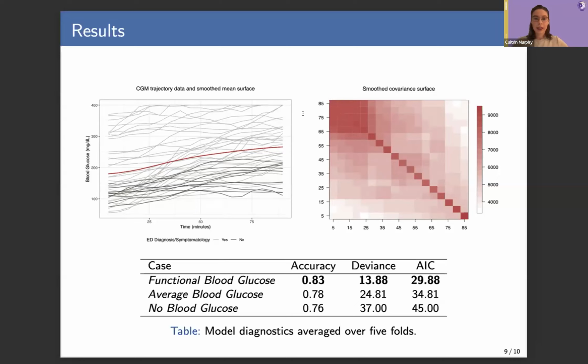And then finally, for model diagnostics, we considered two other models. So we have our functional model, which consists of all the components I just talked about. And then we also regressed on just the average blood glucose and no blood glucose at all, everything with baseline covariates. And we saw that the functional version performed better in terms of accuracy, residual deviance, and AIC.